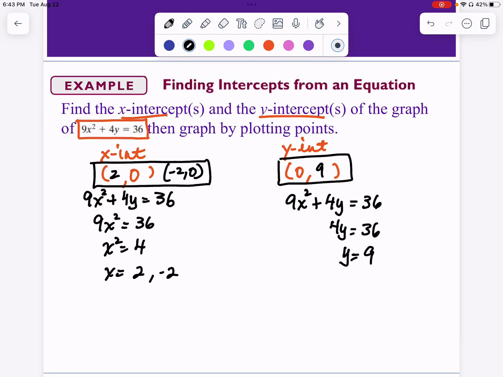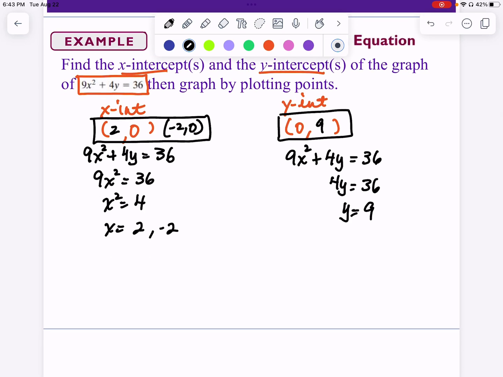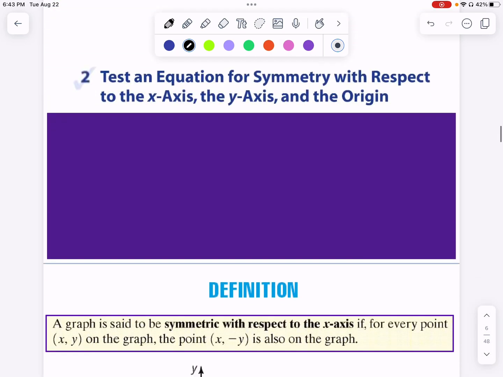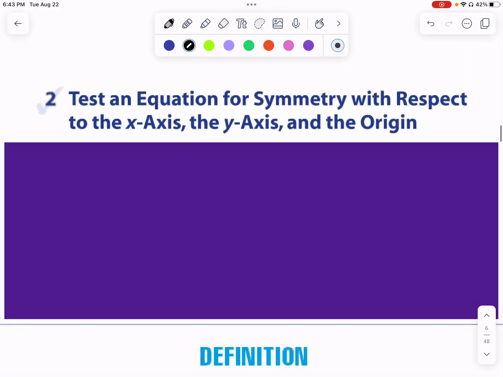This is definitely not the first time you're looking at it, so I'm going to move on to topic number 2. Topic 2 is in detail talking about symmetry of graphs with respect to the x-axis, y-axis, or the origin. Now, when we talk about symmetry, you want to keep two things in mind.